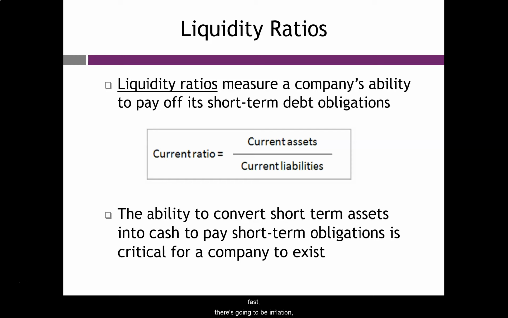Okay, there's going to be inflation. That means you have to raise interest rates, and that could lead to a downturn or recession. You don't want GDP to grow too fast. Similarly, liquidity ratios, why could they be too high?